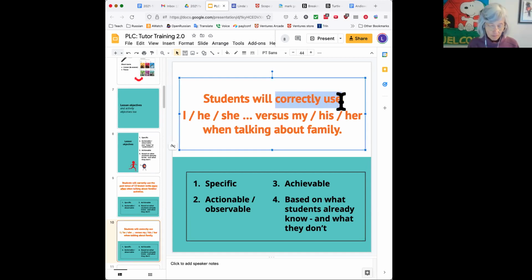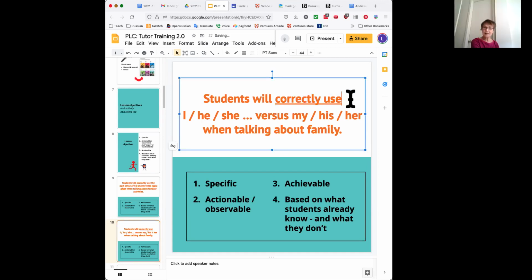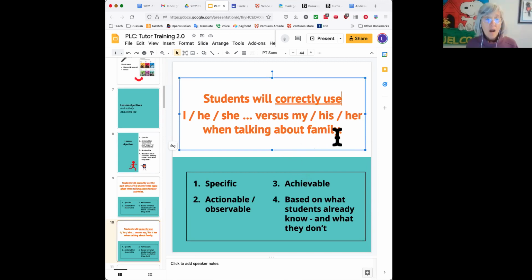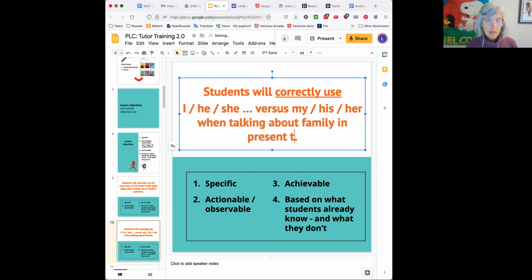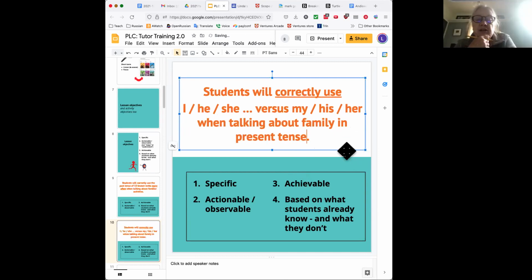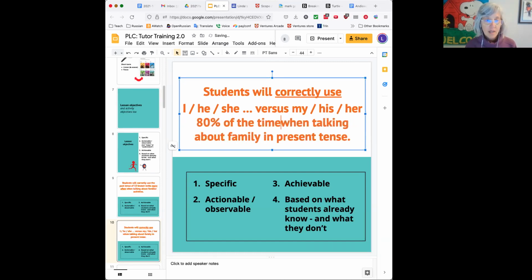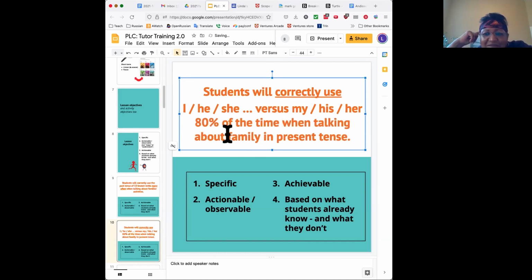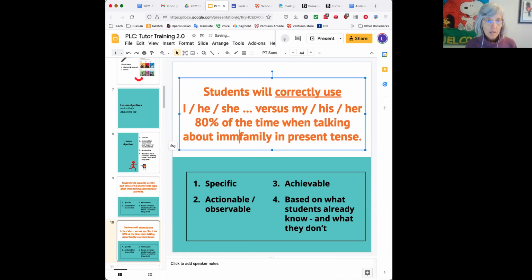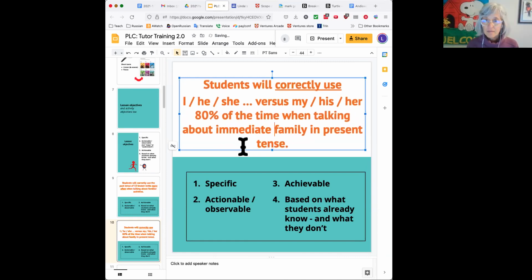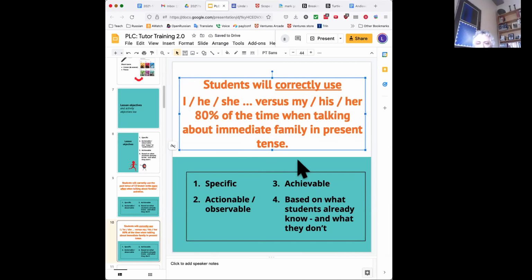Correctly use I, he, she versus my. So maybe in a present tense. What about a percentage of time versus 100% of the time? So to get around the "more often" thing, something like that. Whose family are we talking about? How about this?